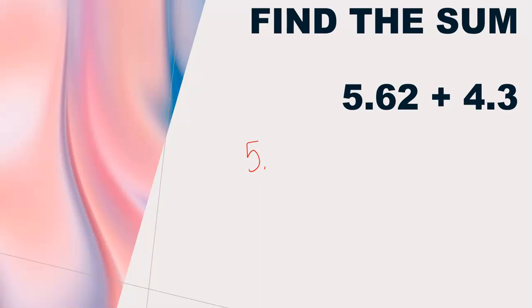So I have 5.62 plus 4.3, and notice that 3 is in the tenths place, just like the 6. So we want it to be 4.30, and we are going to add a placeholder 0 here, just to keep us on track. So we're going to add these up.